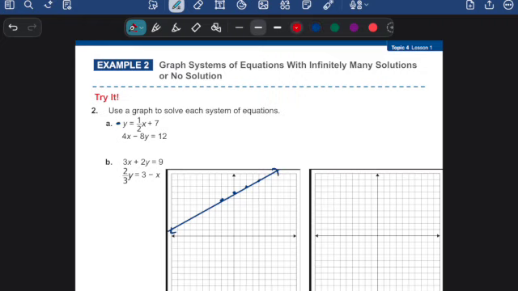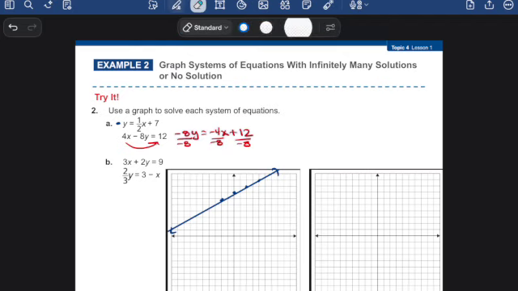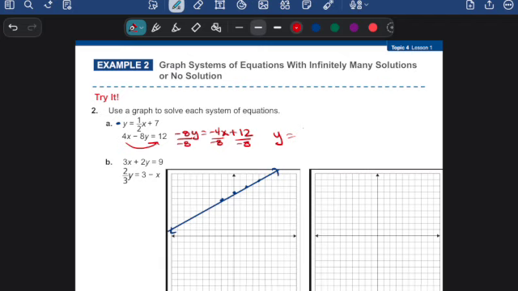Second equation is in standard form. I'm going to show you something. I'm going to turn this into slope-intercept form. We did this in topic 2. So I need to move my x term to the opposite side, gets the opposite sign. So I would have negative 4x plus 12, and then divide by the coefficient in front of y. So divide each part by negative 8. That gives me y equals 1/2 x minus 3/2.